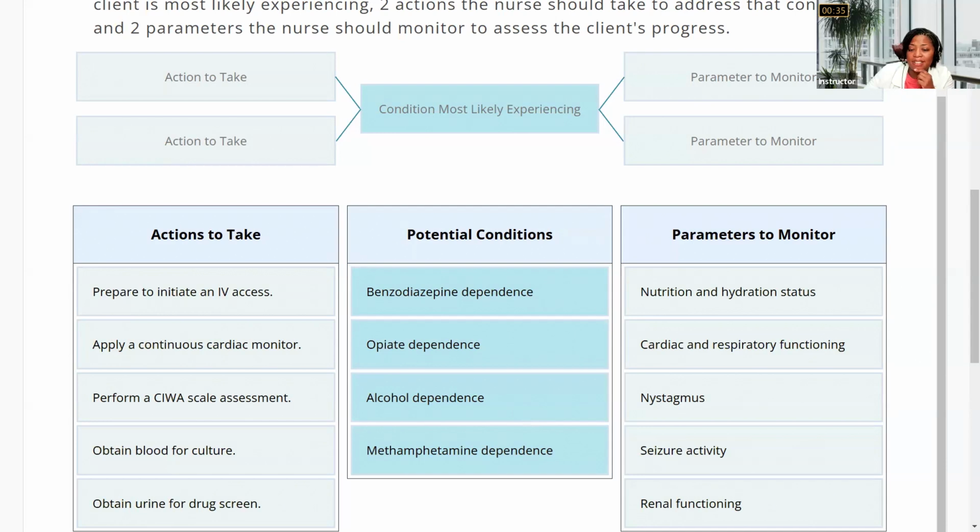Drop in those answers. All right. I've seen a go between benzo and alcohol. Okay. Opioid. Okay. Julia, I see you. Welcome.